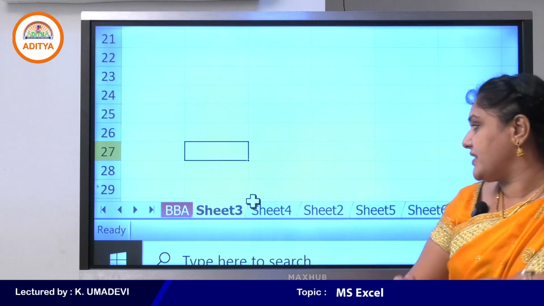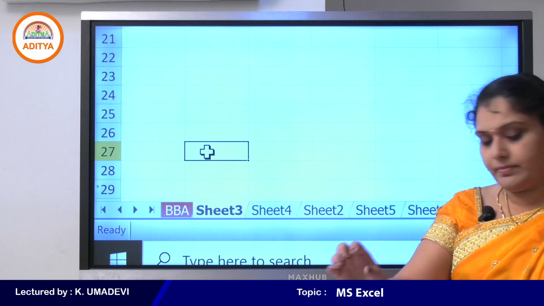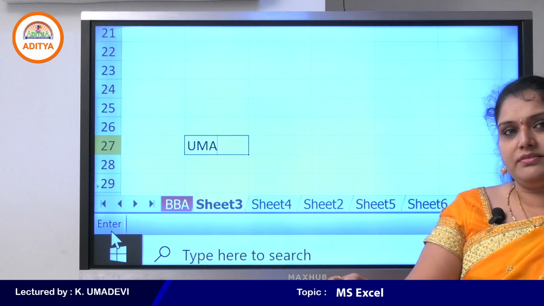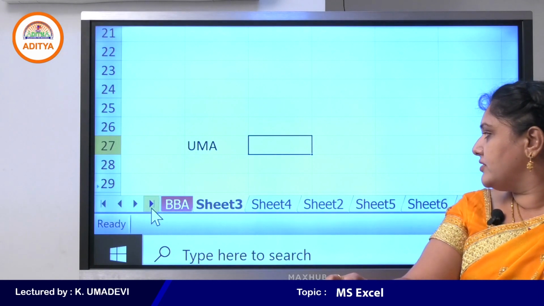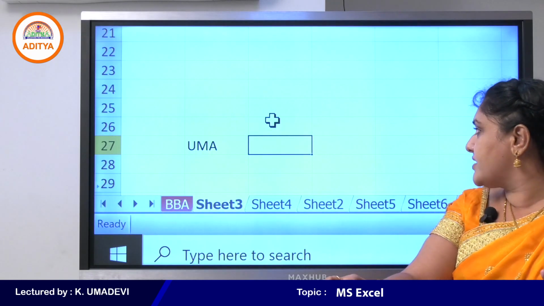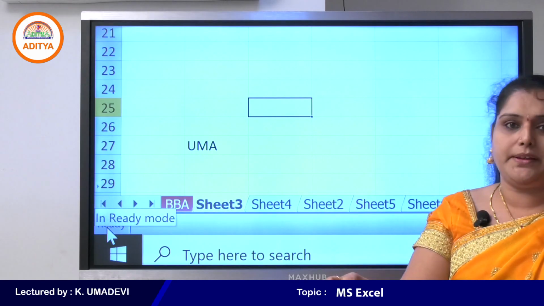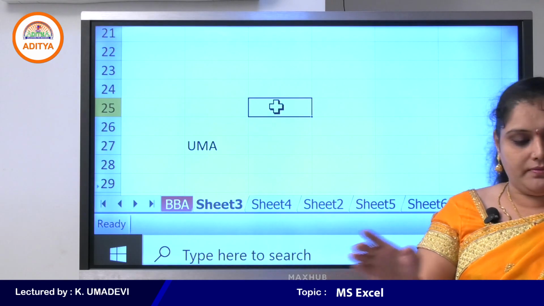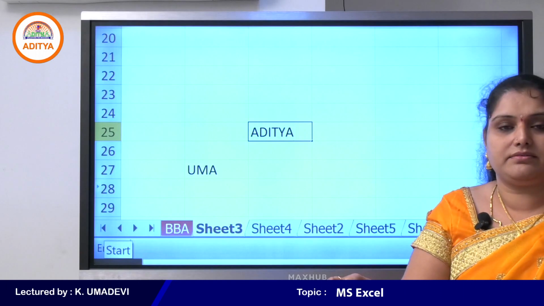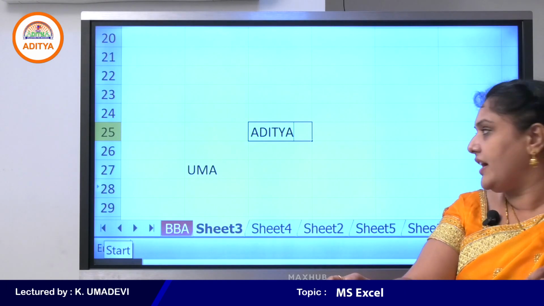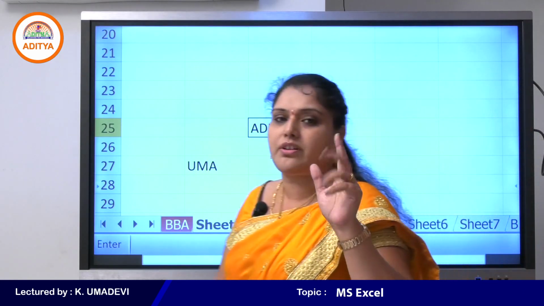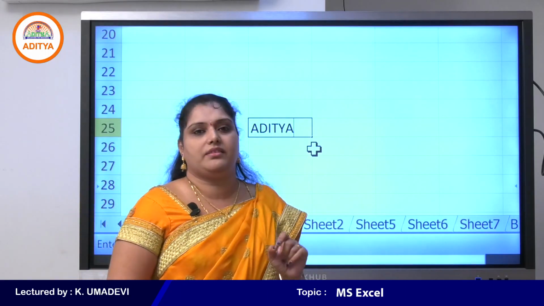Okay, what is the use of the status bar? Just observe the status bar. Now the message in the status bar is Ready, that is, it is in ready mode. Why? Because if you click on a particular cell, it displays Ready. When you start typing, it displays the message Enter. That means the text is being entered in the particular cell. So like this, the status bar shows the status of the document or the status of the active cell, right?